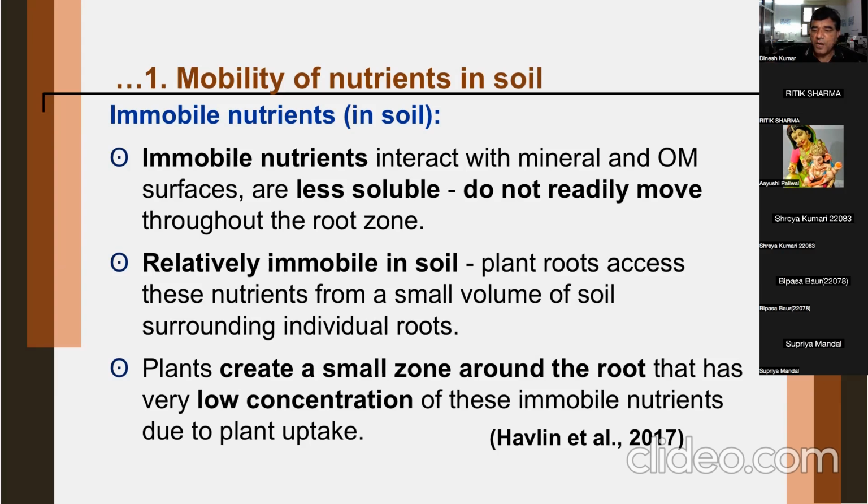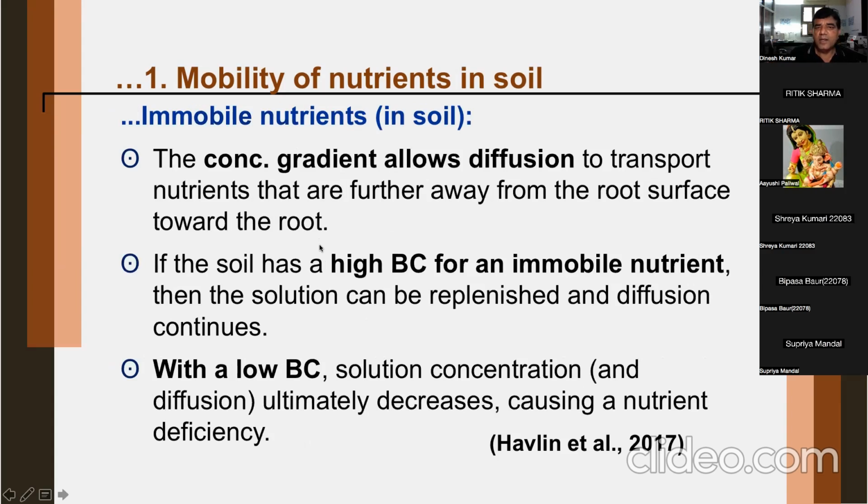Plants create a small zone around the root that has a very low concentration of these immobile nutrients due to plant uptake. Whatever nutrients are there, particularly immobile nutrients around the roots, are easily taken up by roots, and then the concentration of this nutrient becomes lower in the root zone. The concentration gradient then allows diffusion to transport nutrients that are further away from the root surface towards the root. So whenever there is a shortage of nutrients around the roots, they will diffuse from higher concentration to lower concentration.